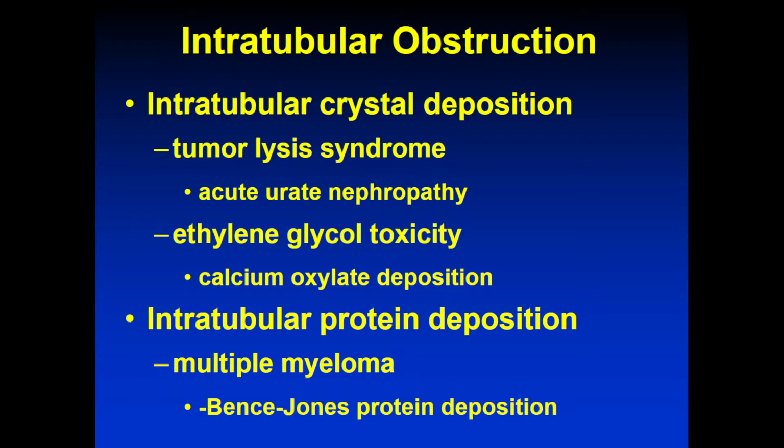And at last, intratubular obstruction. It depends on intratubular crystal deposition associated with so-called tumor lysis syndrome. Usually it looks like an acute urate nephropathy due to the massive destruction of cells. Then some poisoning, with ethylene glycol toxicity with calcium oxalate deposition.